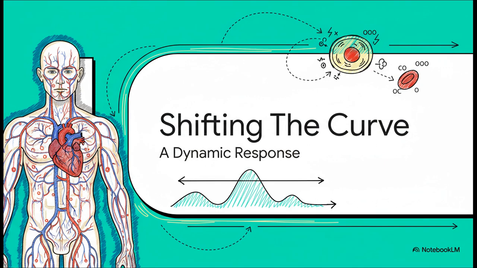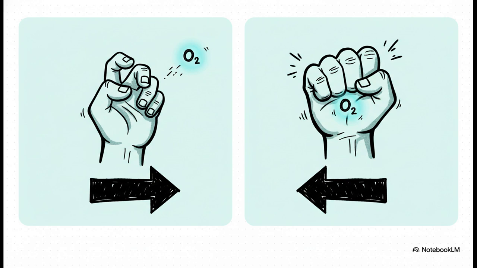Your body can actually shift the entire thing to the left or to the right to fine-tune oxygen delivery based on what you need at that exact moment. The best way to think about this is that hemoglobin has a grip on oxygen. When the curve shifts to the right, it means hemoglobin has a looser grip. It's got a lower affinity, making it way easier to unload oxygen.